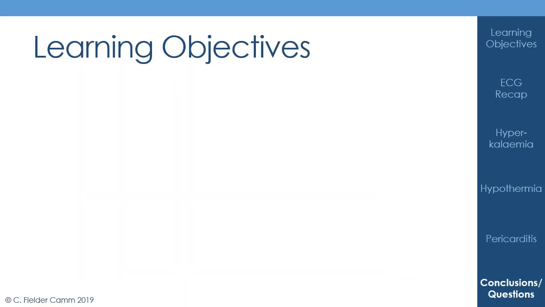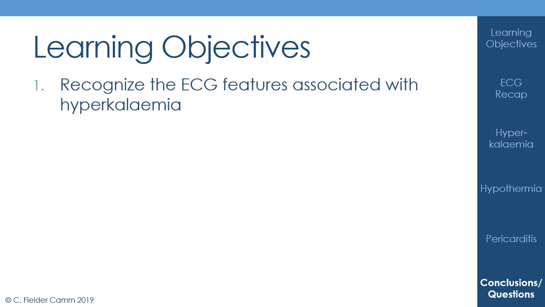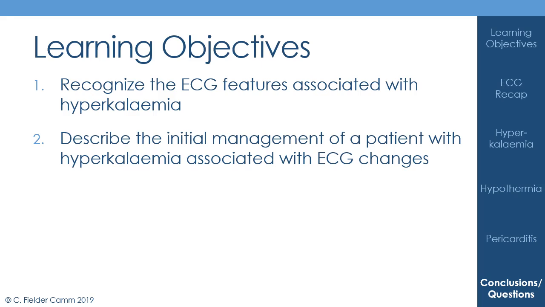Okay, so that's the end of this lecture, and this is the final lecture of the series. So let's just recap our learning objectives. We've gone through hyperkalemia, we've gone through the ECG features of that, and hopefully you now feel a bit more comfortable about identifying an ECG in keeping with hyperkalemia. We've also described the initial management for patients with hyperkalemia with associated ECG changes, and we've particularly discussed that need to give calcium gluconate almost immediately and to give it repeatedly until you get normalization of that ECG.